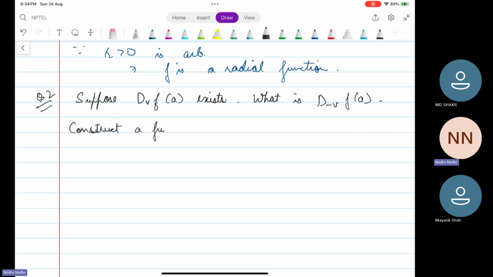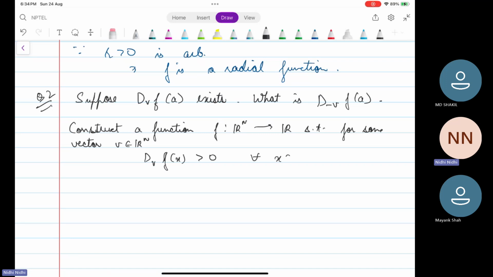Construct a function f from Rn to R such that for some vector v in Rn, the directional derivative D_v f(x) is strictly positive for every x in Rn.